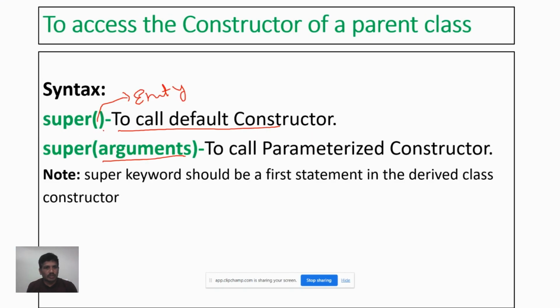Here, super without arguments calls the default constructor. The super with arguments calls the parameterized constructor. Please note it down: the super keyword should be the first statement in the derived class constructor. When you are calling the constructor of the parent class, the super keyword must be the first statement. Clear? Then we will see in an example.